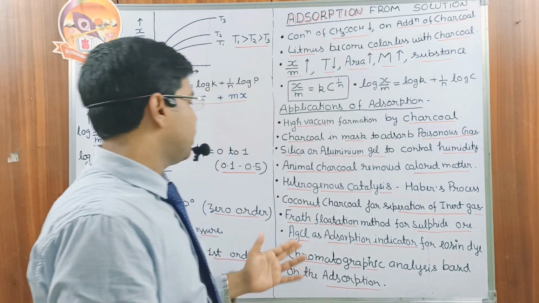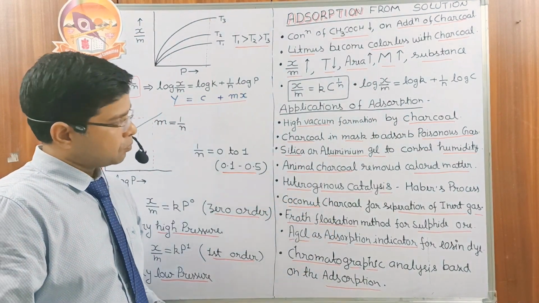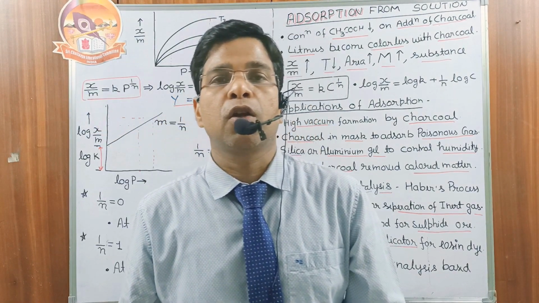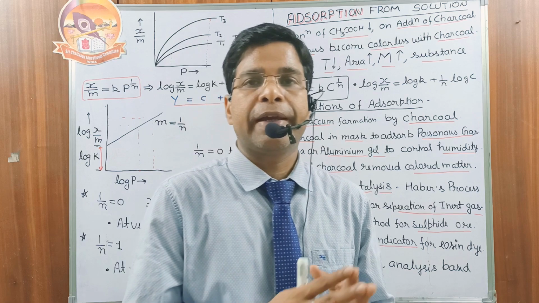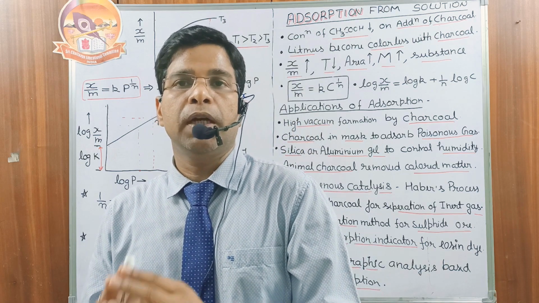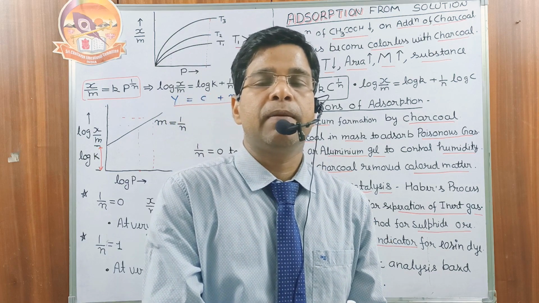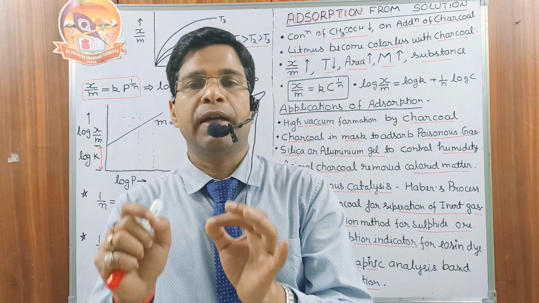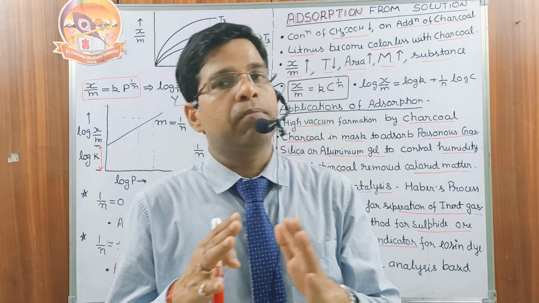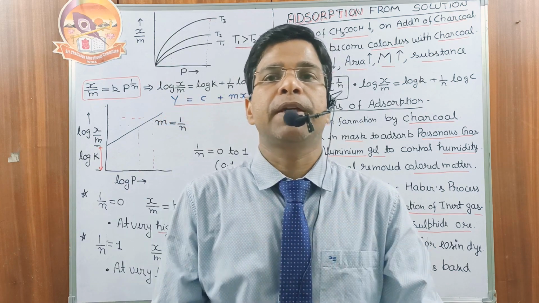Next we have the coconut charcoal method, used for the separation of inert gases. The Dewar coconut charcoal cavity method is used for the separation of inert gases. At different temperatures, a different inert gas adsorbs at the surface of the charcoal cavity, and by this technique we can separate the inert gases.